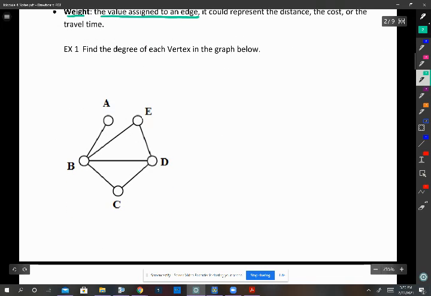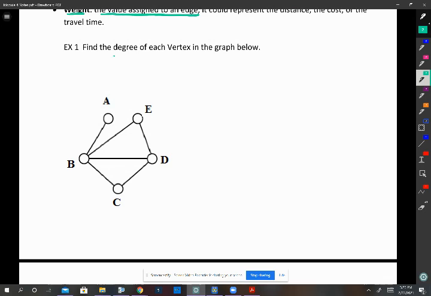So when I look at example 1 and they're talking about a degree, then I would say point A has a degree 1 because there's only one line coming off of it. Where B is a degree 4 because you have 4 lines coming off of it. Sorry about that. I can't count.